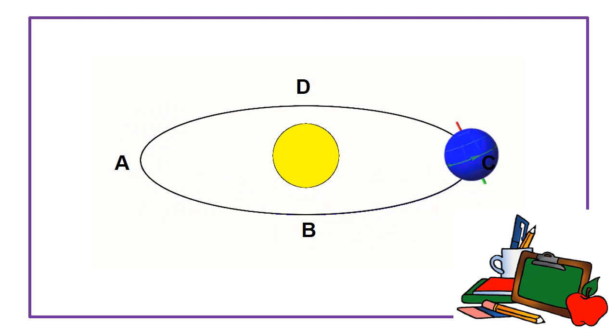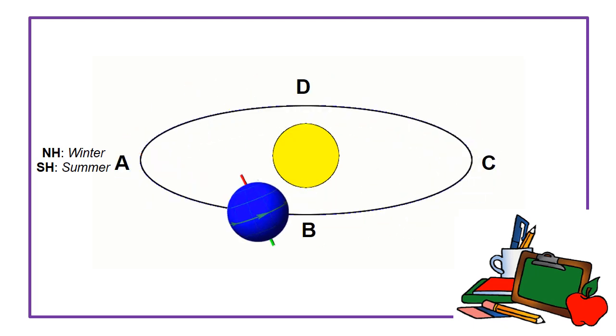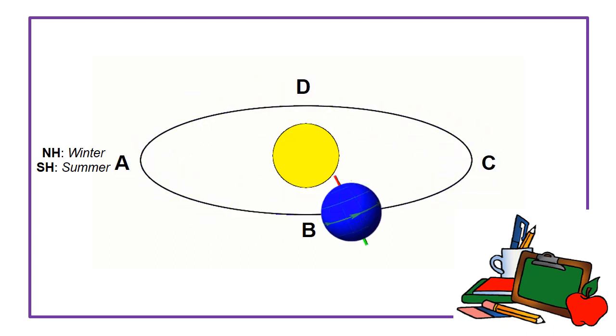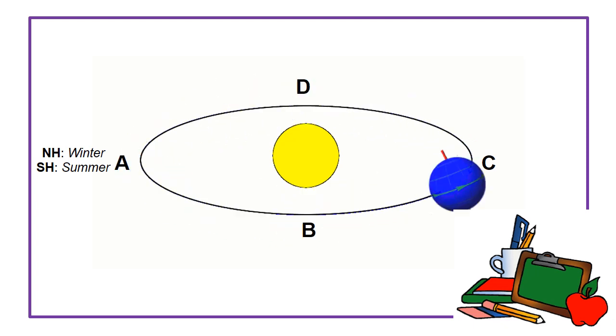Now when the Earth is in position A, what is the season in the northern hemisphere and in the southern hemisphere? If you observe carefully, the northern hemisphere has winter, while the southern hemisphere has summer. Why? Because in this position, the northern hemisphere is tilted away from the sun, while the southern is tilted towards the sun.